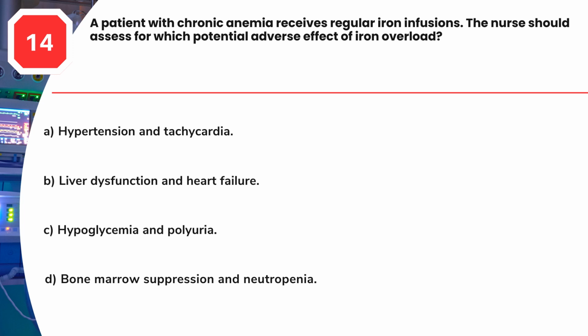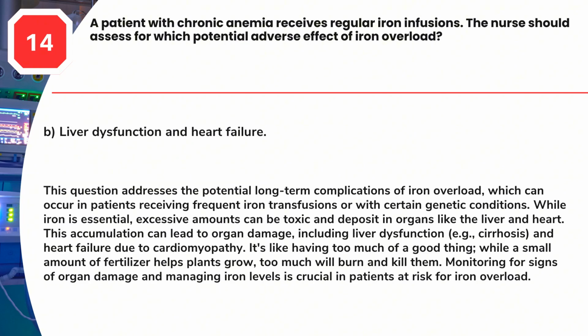Question 14. A patient with chronic anemia receives regular iron infusions. The nurse should assess for which potential adverse effect of iron overload? A. Hypertension and tachycardia. B. Liver dysfunction and heart failure. C. Hypoglycemia and polyuria. D. Bone marrow suppression and neutropenia. Answer: B. Liver dysfunction and heart failure.